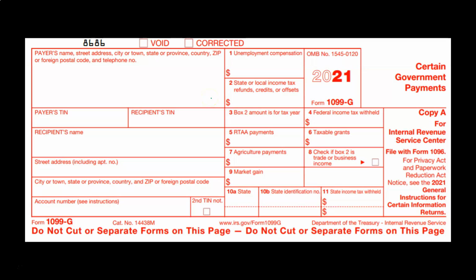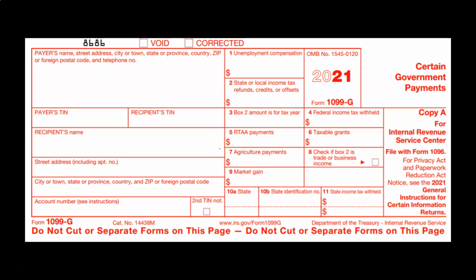Then we're concentrating here on number 2, state or local income tax refund, credits, or offsets. Box 2 amount is for tax year. So they'll give you the tax year. Federal income tax withheld: typically, you're not going to have any federal income tax withheld if you're talking about a state or local income tax refund, possibly if it were unemployment, but we're concentrating here on box 2.